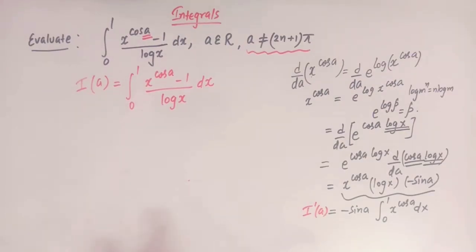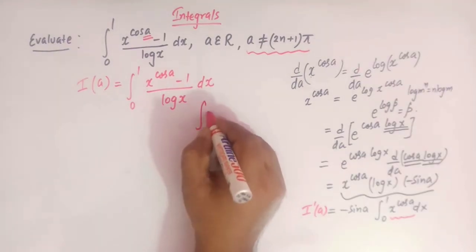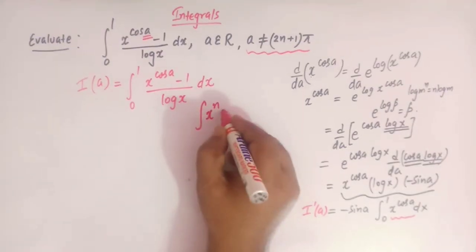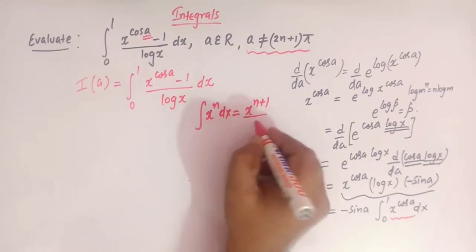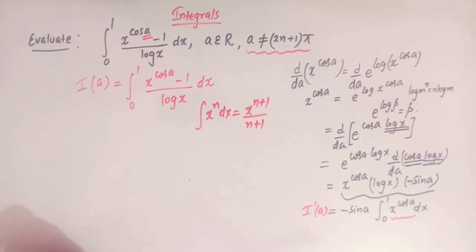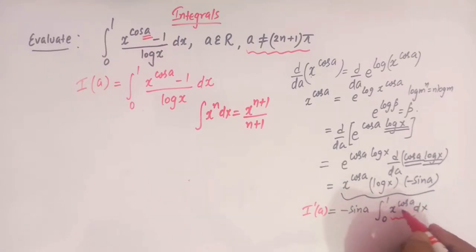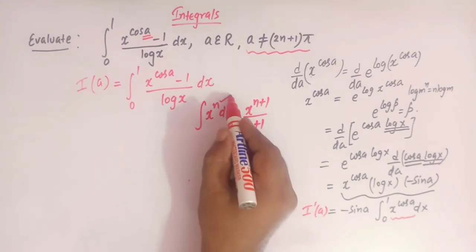So now we have I prime of a is equal to minus sine a, integral from 0 to 1 x raised to cos a dx, right? So now in order to evaluate this integral, we'll make use of this result, that is the integral of x raised to n dx is equal to x raised to n plus 1 over n plus 1, right? Because cos a can be treated as n, right?